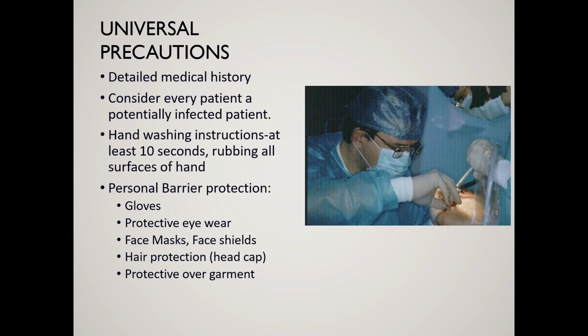Second, we have to consider every patient a potentially infected patient, because some patients do not get their cells screened as well. Third, hand washing instructions: at least 10 seconds of rubbing the surfaces of the hand. We should make sure to clean our hands. That's how we can minimize cross infection. Fourth, personal barriers: protective eyewear, PPEs, hair protection, and gloves. That's how we can prevent cross infection.